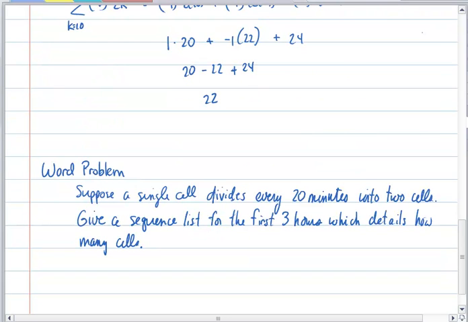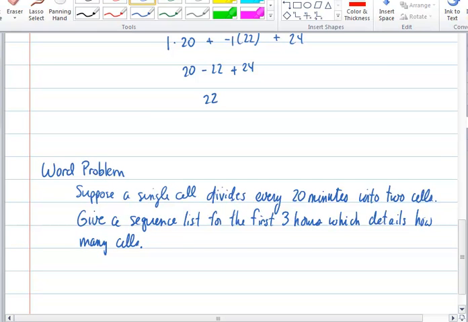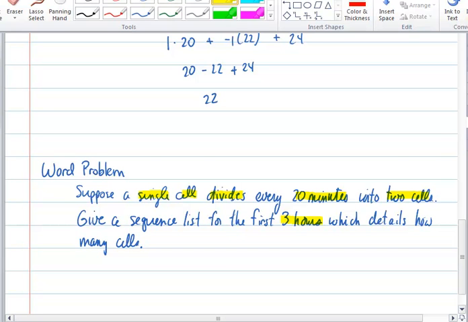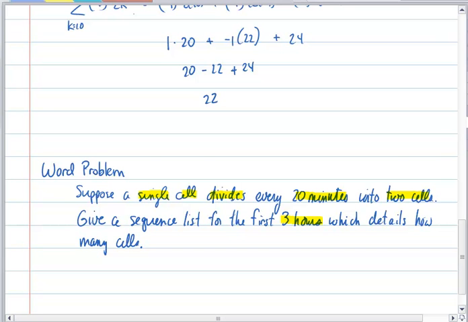For one last problem, let's just do a word problem which talks about cell division. What we have here is a single cell that divides every 20 minutes into 2 cells. Give a sequence list for the first 3 hours which details how many cells have been created. So what we would do in this is just start writing out the terms.